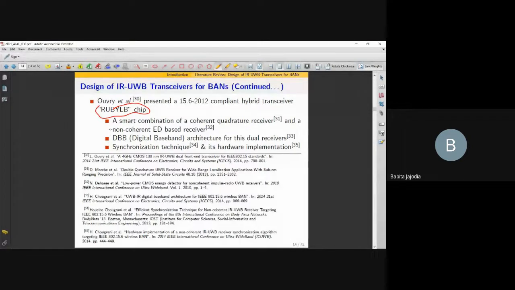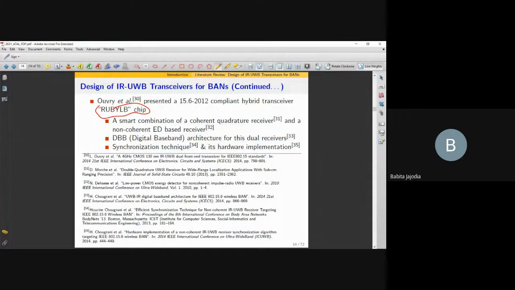So what he did, so that it's feasible for coherent and non-coherent, he made a hybrid combination. It can also be called a smart combination, where he has a coherent quadrature receiver as well as a non-coherent energy detection receiver. As we have already discussed, energy detection is non-coherent because it does not require the template to be generated at the receiver. Then this project, or the chip which they finally prepared for the transceiver, also had a digital baseband architecture for these dual networks.